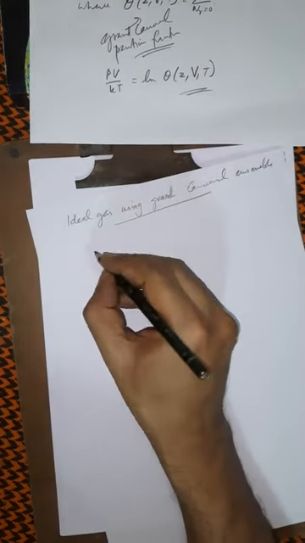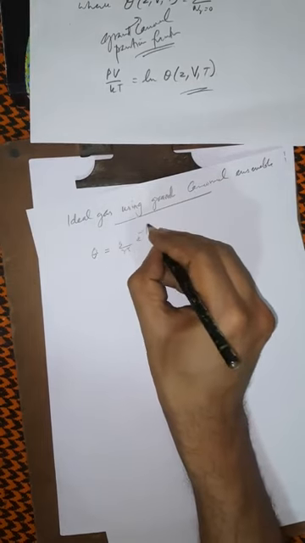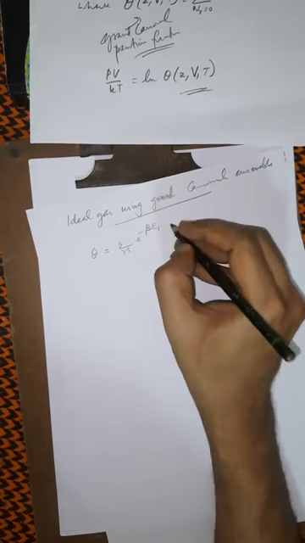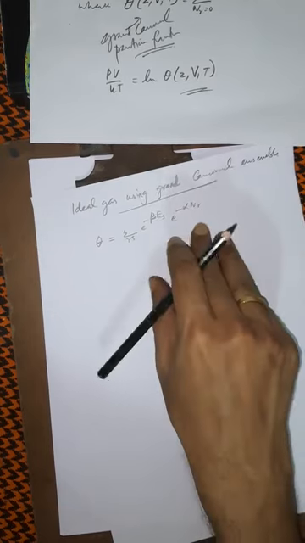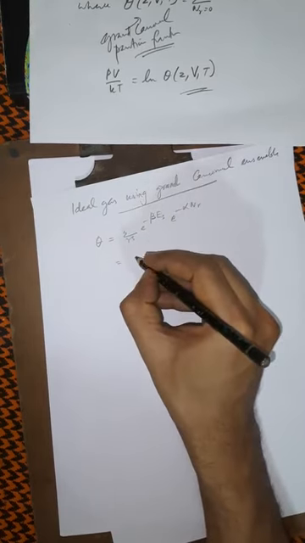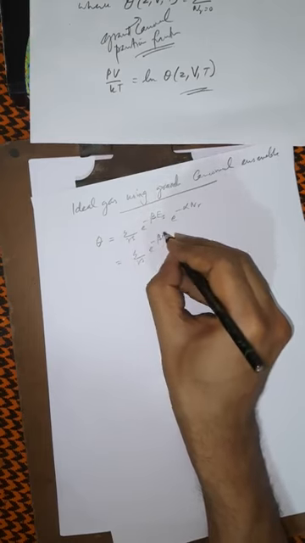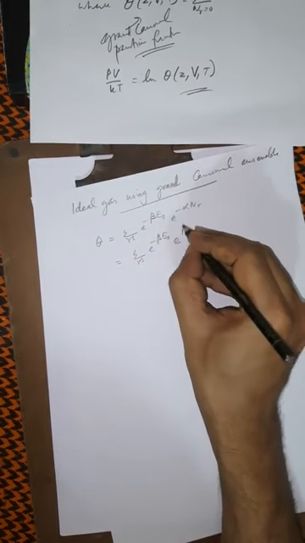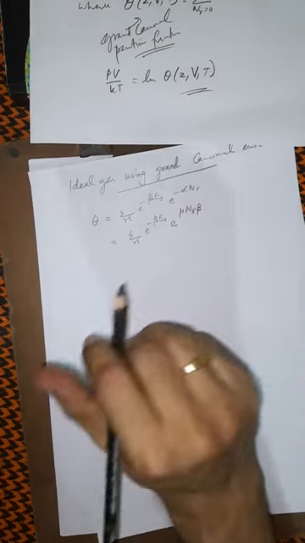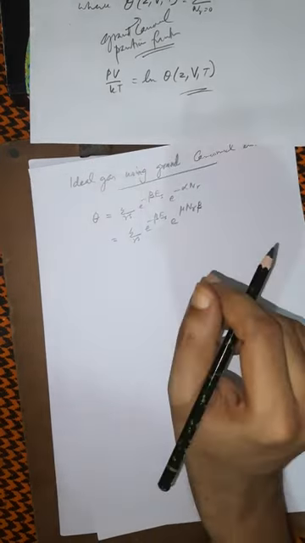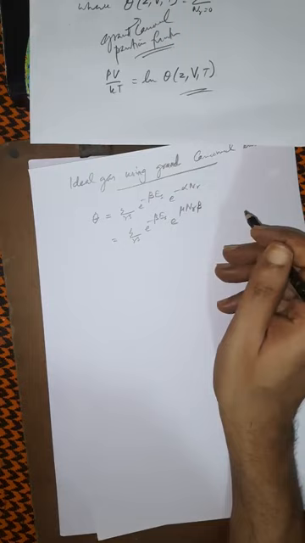So we have theta equal to the sum over r, s of e raised to minus beta E s, e raised to minus alpha Nr, equal to the sum over r, s of e raised to minus beta E s, e raised to mu Nr beta, right?